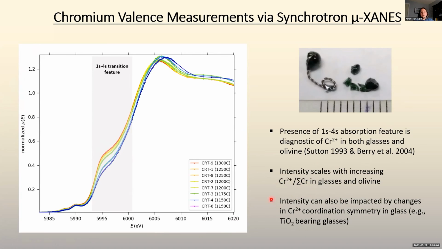And so the intensity of this feature can also be impacted by changes in coordination symmetry among series of glasses. So for example, if we were to look at a titanium bearing glass versus a glass that had no titanium in it, we would see an impact. Basically the intensity of this feature would change slightly, even if they were performed with the same FO2 and had the exact same chromium 2+ to total chromium ratios. And that's basically a function of the bulk composition of the liquid has some impact on the local coordination symmetry of chromium, and that impacts this as well. So that's something to keep in mind.